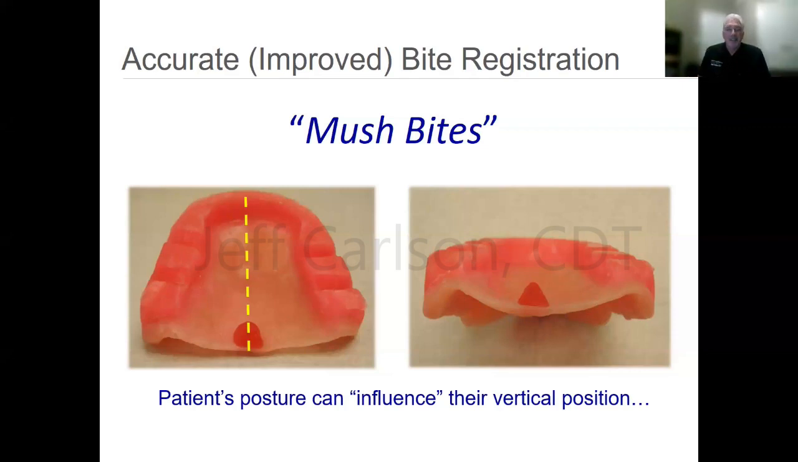Because here's what happens. When you're taking these bites, a couple of things can happen. One is posture. You should be taking bite registrations with the patient sitting really upright, not laying back, especially with their head back, because right away the condyles are going to go into a retruded position. But sometimes people say, oh, I know that trick, Jeff. Put the tip of the tongue in the roof of your mouth.